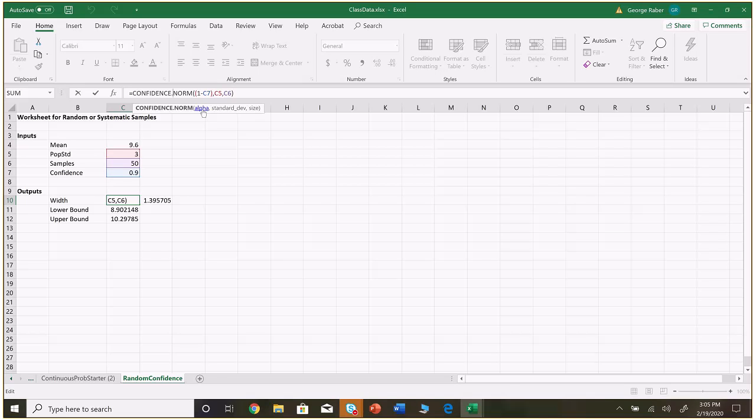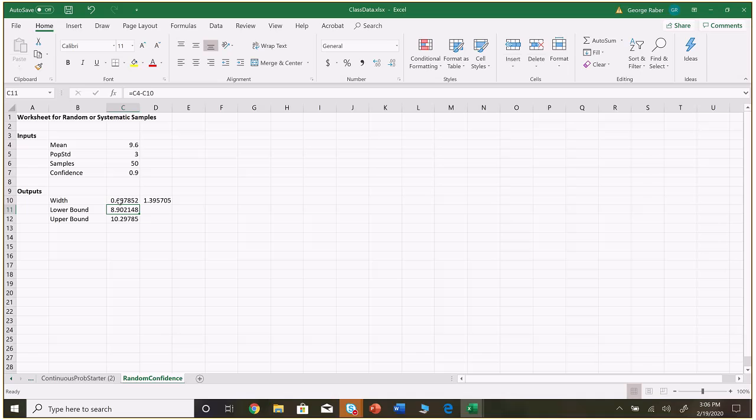So in other words, I don't need to give it a z-value. It figures out the z-value. It looks up the table for me, but I need to tell it how confident I want to be that my confidence interval will encompass the true population mean. So if I put 0.90 here, then what I'm saying is that with any given sample, I'll probably be right 90% of the time. That's what I'm saying there.